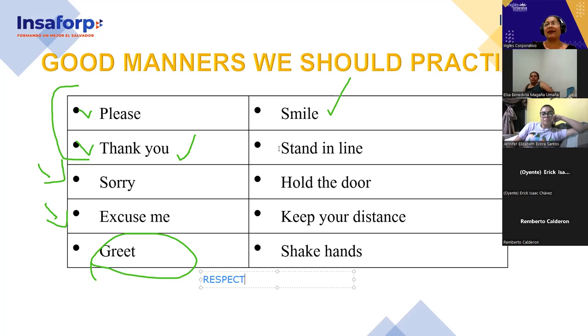And then stand in line. Stand in line, pareciera algo como, ¿y esto qué tiene que ver? What do you understand by standing in line? What do you understand? I consider or I think that is similar with the respect because the line, your antepone the other person with talking or with relationship with you.